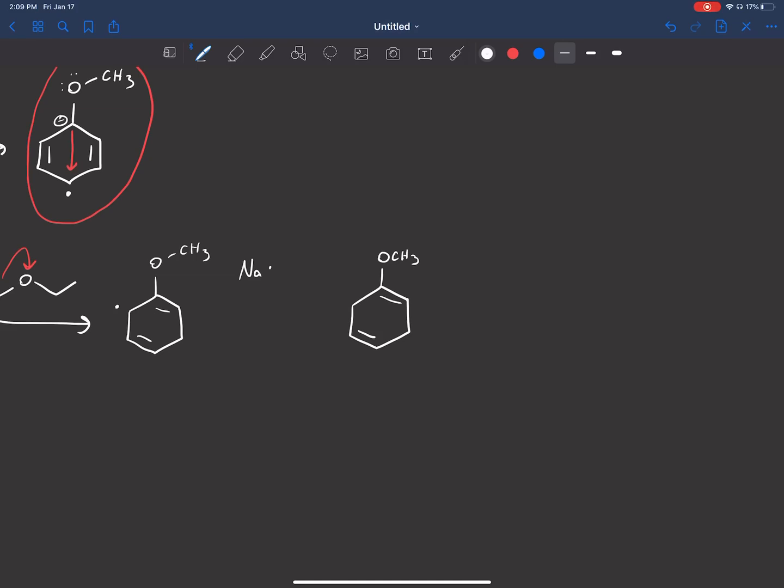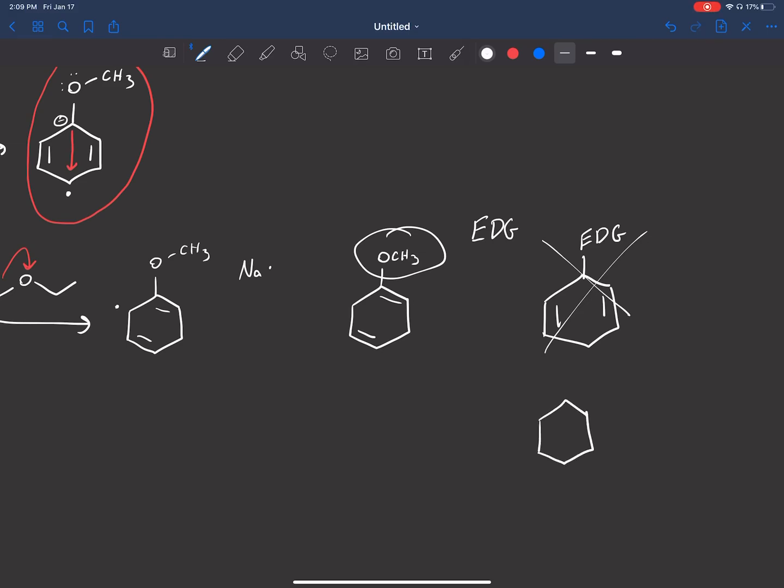All right. Now this is when we had an electron donating group. So when you have an electron donating group, you must have your double bonds on the carbon with the OCH3. You don't want it like this. So if you had that donating group, you do not want this guy. You want it to look like this.